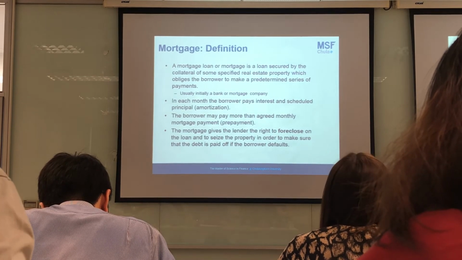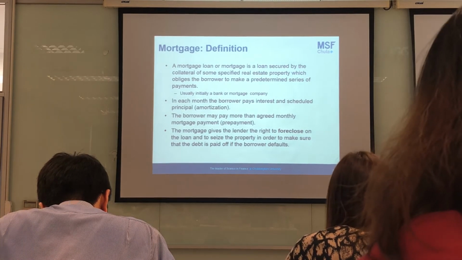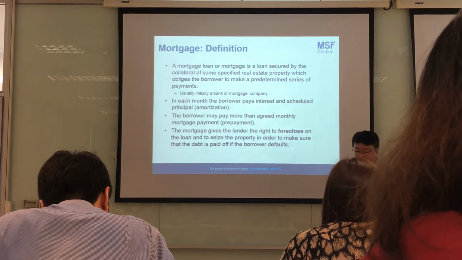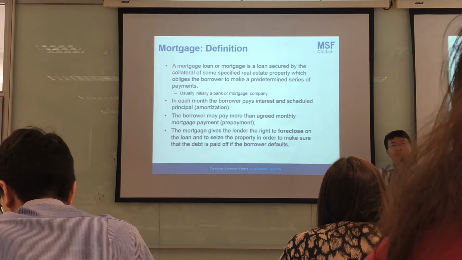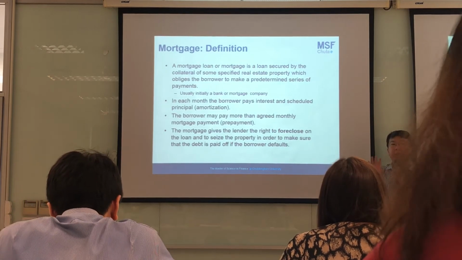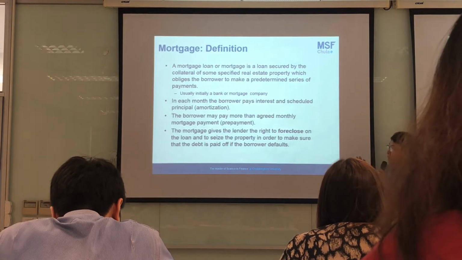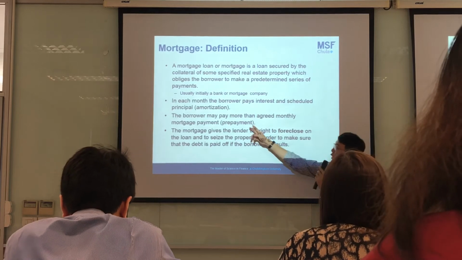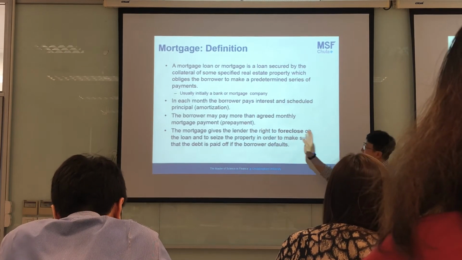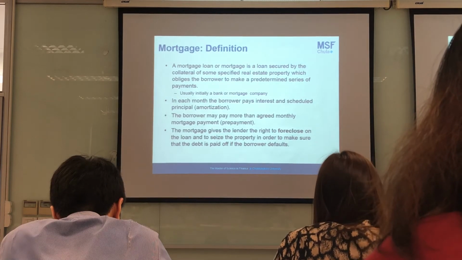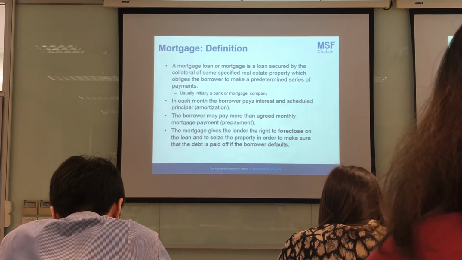Suppose that last year you get some bonus, and after traveling you still get some more money. Just pay back the loan more than the schedule, more than the scheduled payment. This is called prepayment. The prepayment is the amount of money that you may pay more than the scheduled payment.